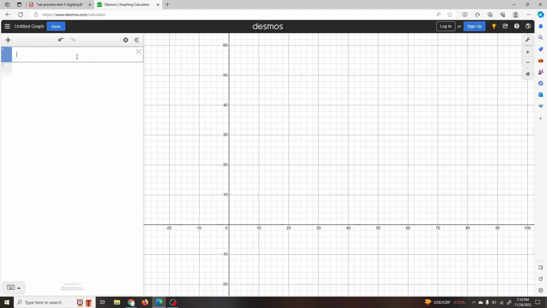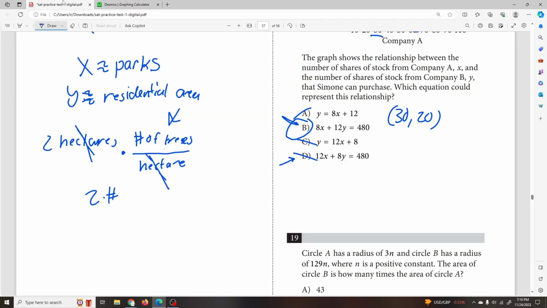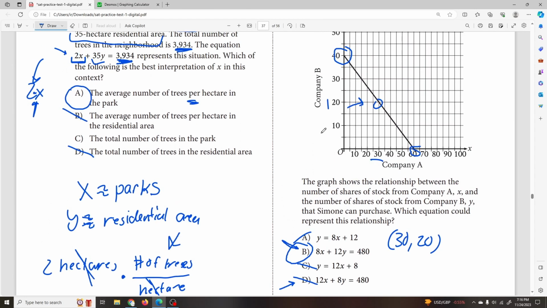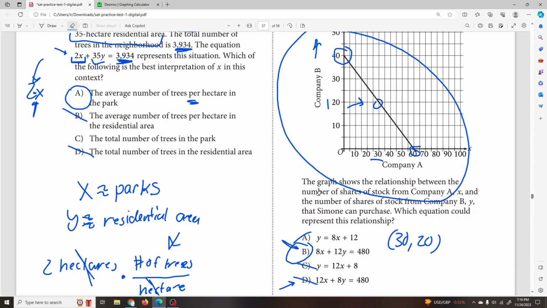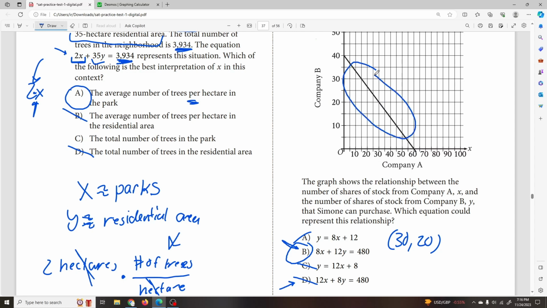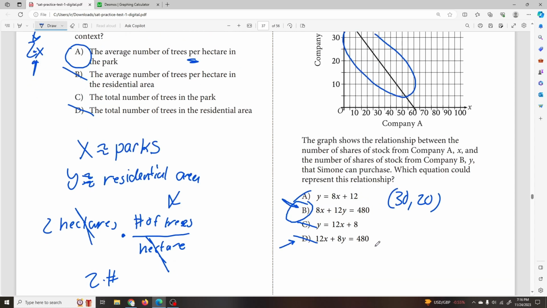And once again, I can definitely confirm that. 8x plus 12y is equal to 480. If you look here at 30, we have 20, 30, 20. So if you don't want to do math, you could just keep plugging these equations into your graphing calculator until you find one that is in the correct shape, with the correct x-intercept and y-intercept. And then, if you're stuck between two choices, you could just take a random point in between, anywhere here, and see which graph matches that point.